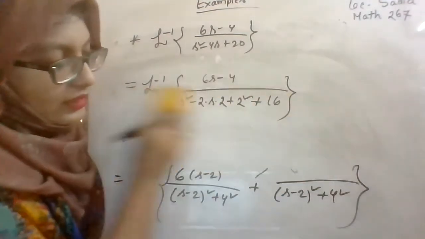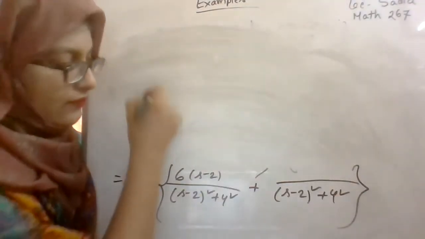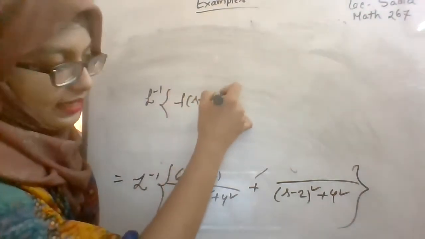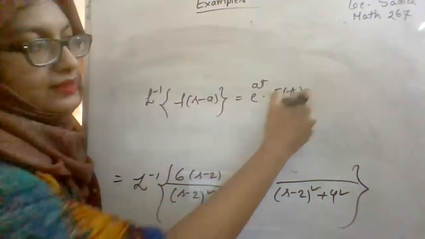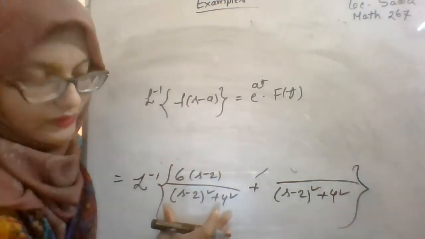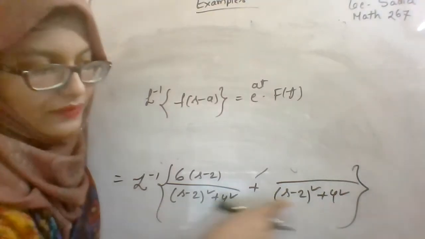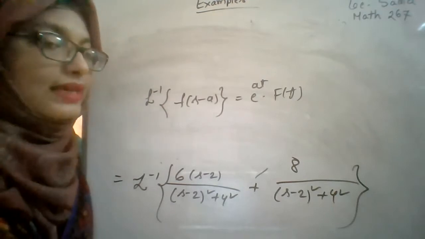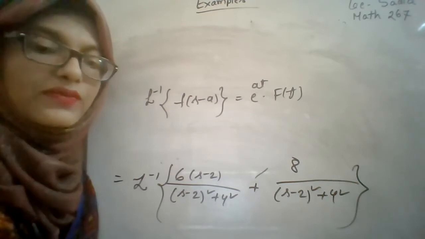So what is the formula if you want to use the first translation or shifting property? If the inverse Laplace transformation of F of (s minus a) is equal to e to the power at times f of t. Okay, this is our first translation shifting property. So here, for the first term, you may consider this as the function F of (s minus a), and for the second term, you can also consider this as a function F of (s minus a). And here the value for a is equal to, okay?